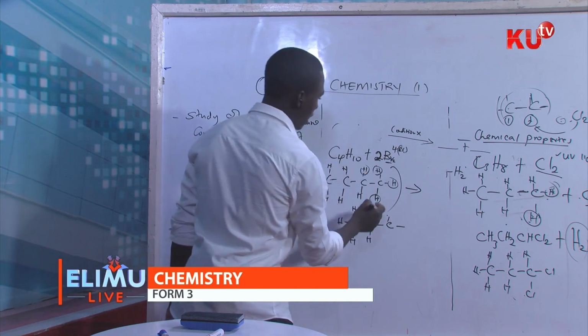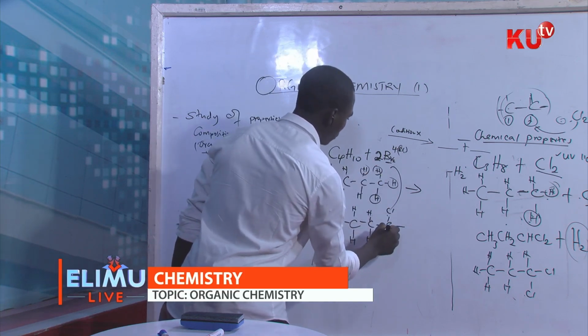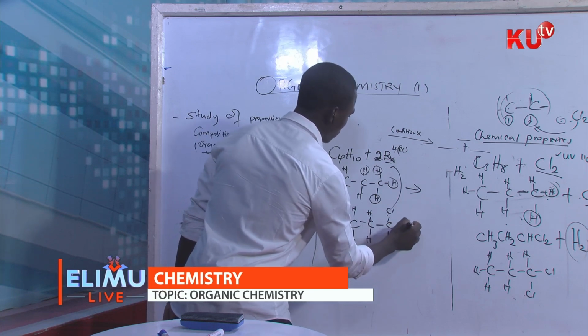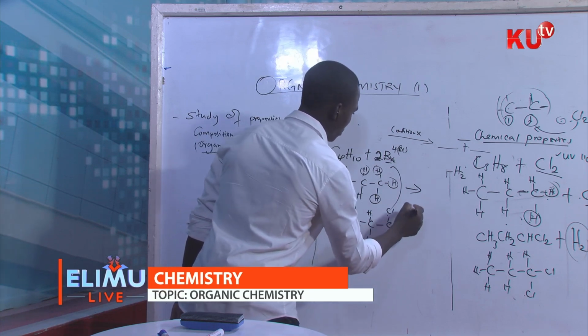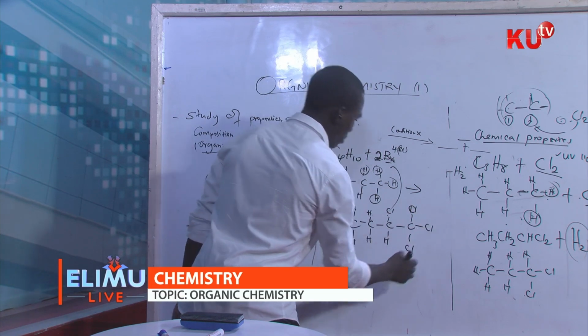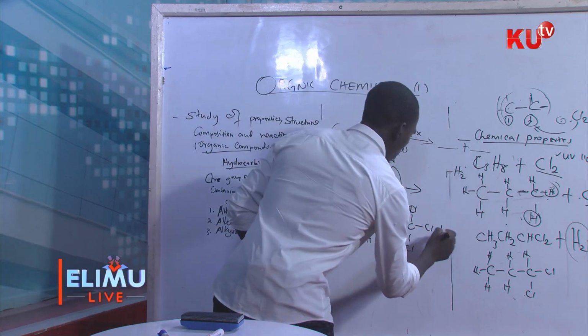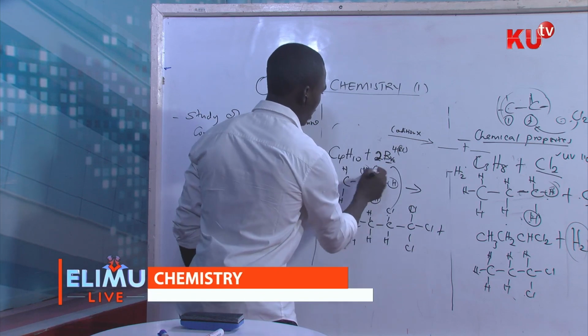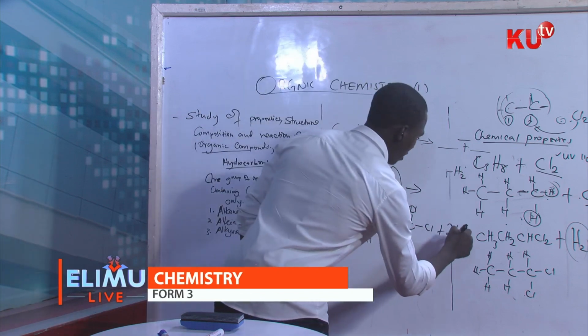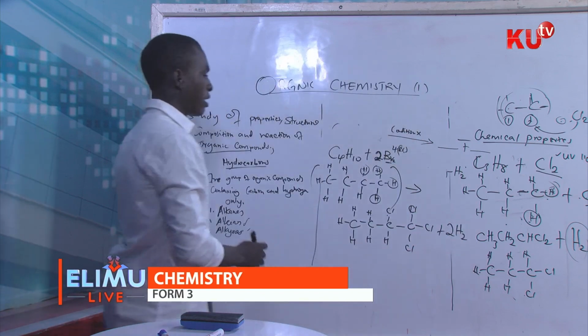Now, this one has been substituted by chlorine, and then this one has also been substituted by chlorine. And the 4 hydrogen atoms that have been displaced will come here and also form 2 moles of hydrogen gas.